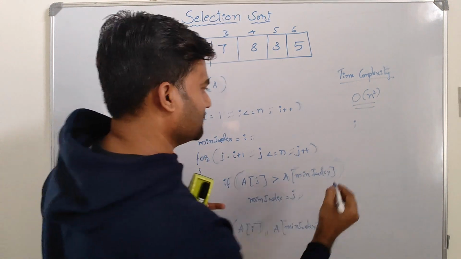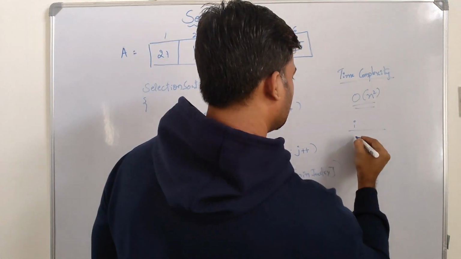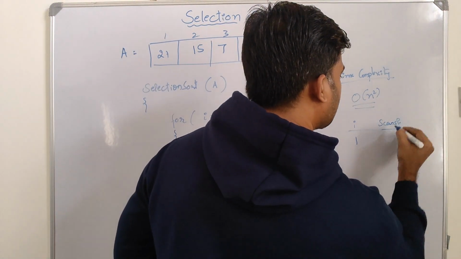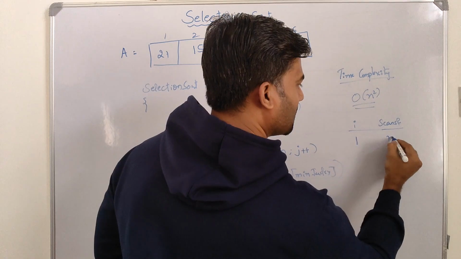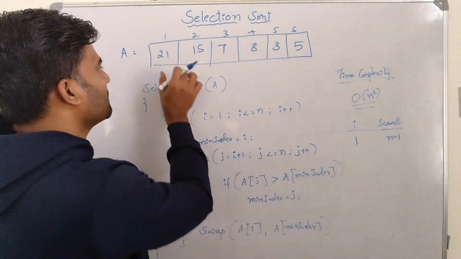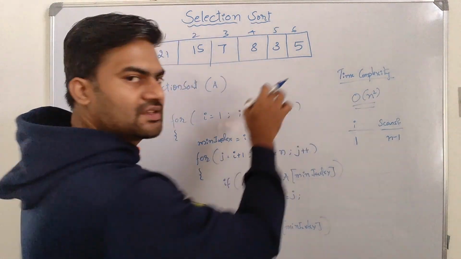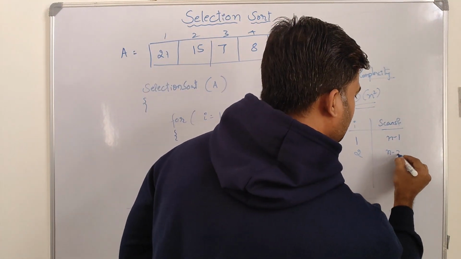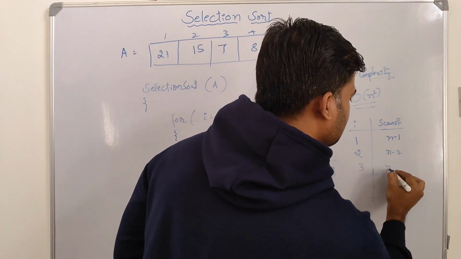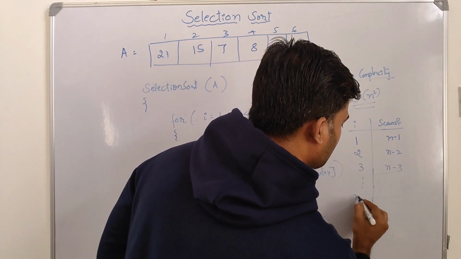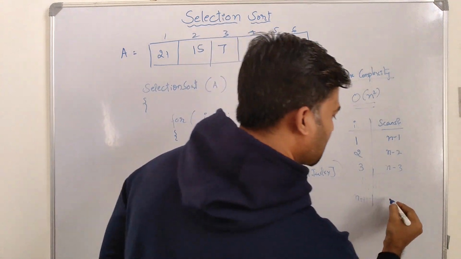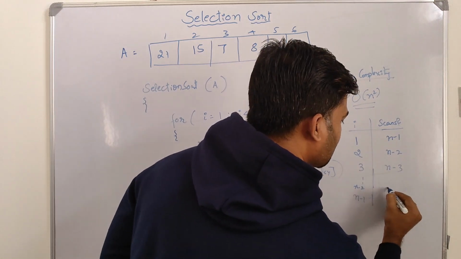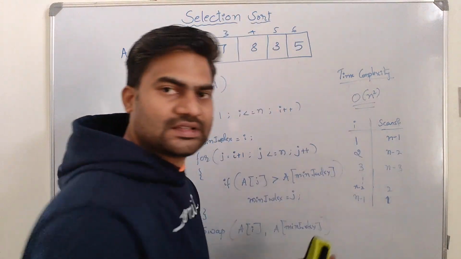We will check, when I value is 1, how many scans happen. There are n minus 1 scans, because if I am starting here, then I'll scan all these elements. Now when I is 2, this is n minus 2. When I is 3, then it is n minus 3, and so on. For the n minus 1th pass, there is going to be only one scan. If it is n minus 2, then it is 2. So this is how the scanning happens.